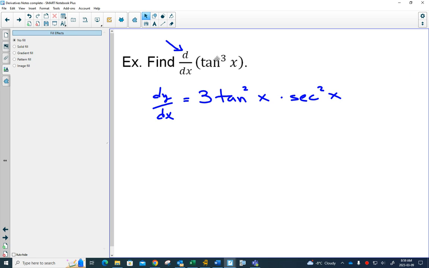All right, outside function was the 3. So the 3 would come out in front, subtract 1 from the exponent. Again, if you want to put tan x in brackets and have the squared on the outside because it's easier to visualize, that's fine.